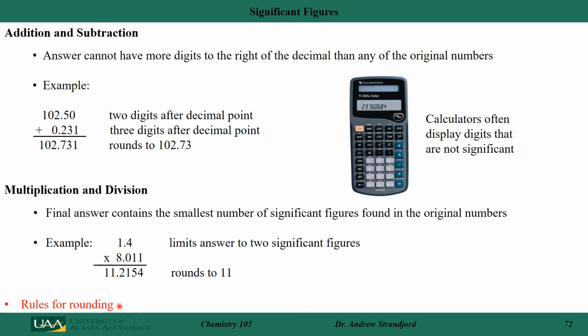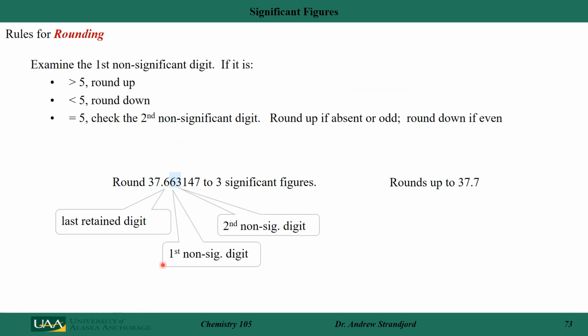Okay. So there must be some rules for rounding if it's not this simple here. And the next slide shows those rules. So here's some rules. I examine the first non-significant digit. So for example, here I have a number and I need to round it to 3 significant digits. So I go from left to right, I go 1, 2, 3, it's a 6. But is that going to be a 6 or a 7? I need to then look at the next digit, the first non-significant digit.